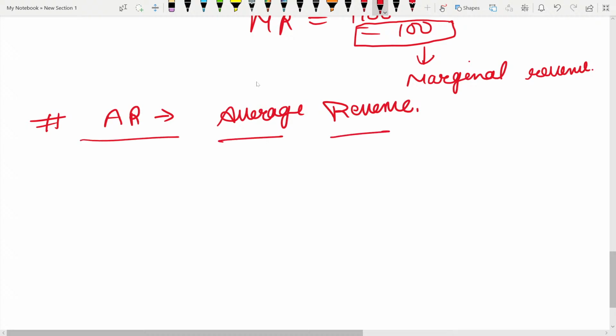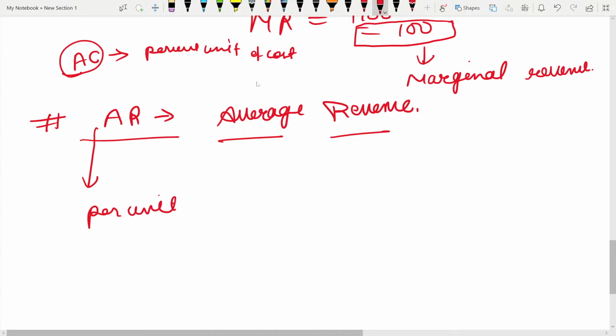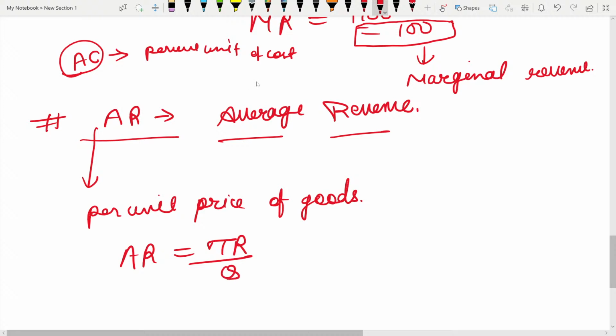As we study the definition of average, average is what? Per unit. As you have seen, in cost we have heard about average cost. So average cost is what? Per unit. But per unit of what? Per unit cost of output, because here we are talking about cost. But in terms of average revenue, we will write it here: average revenue is nothing but the per unit price of goods. So average revenue is equal to total revenue upon Q.